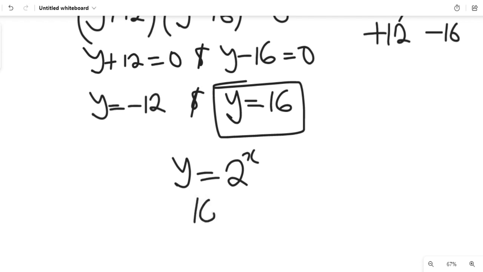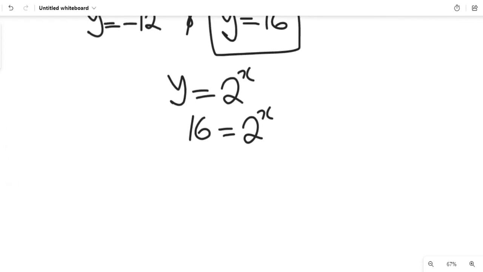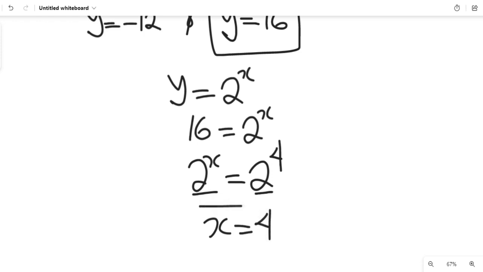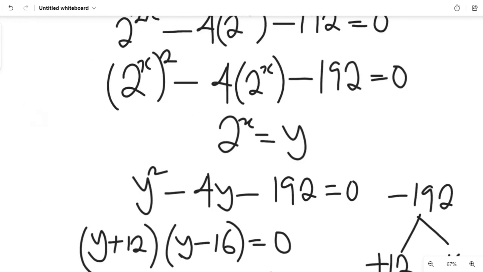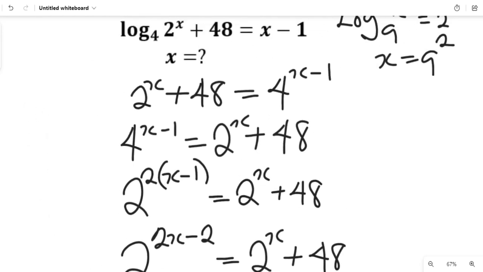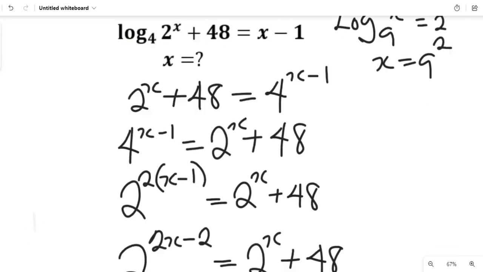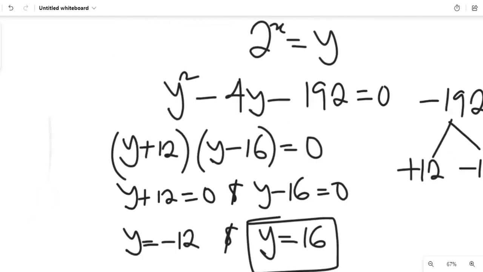So our 16 is equal to 2 to the power of x, and the value of 16 is also equal to 2 to the power of 4. So since we have the same base, our x will be equal to 4. Now we have one duty, and the duty is to check if what we did is actually correct, from the initial equation.